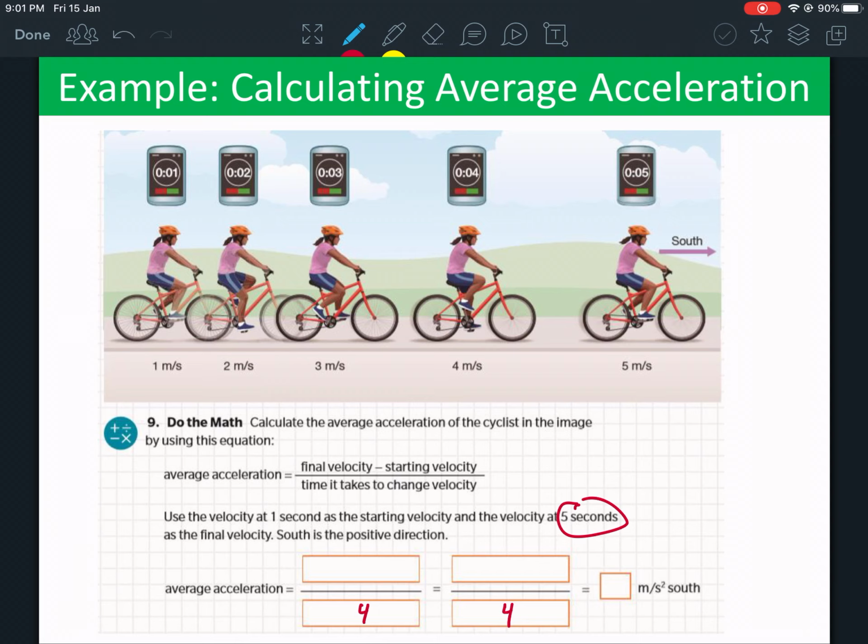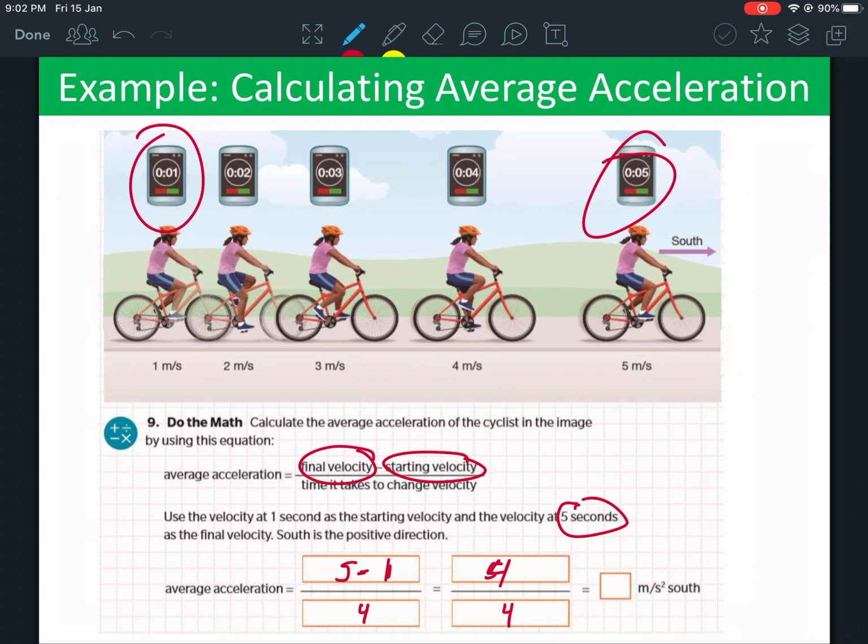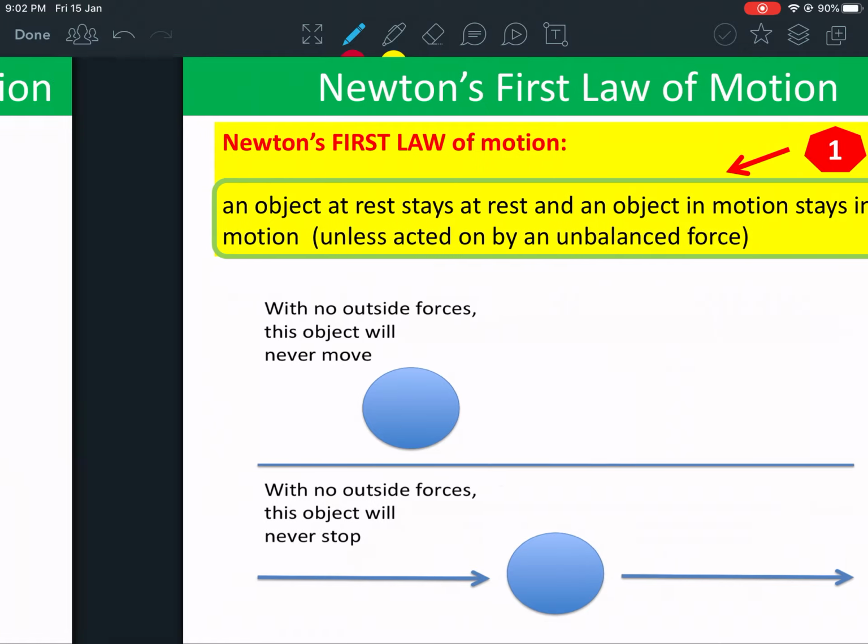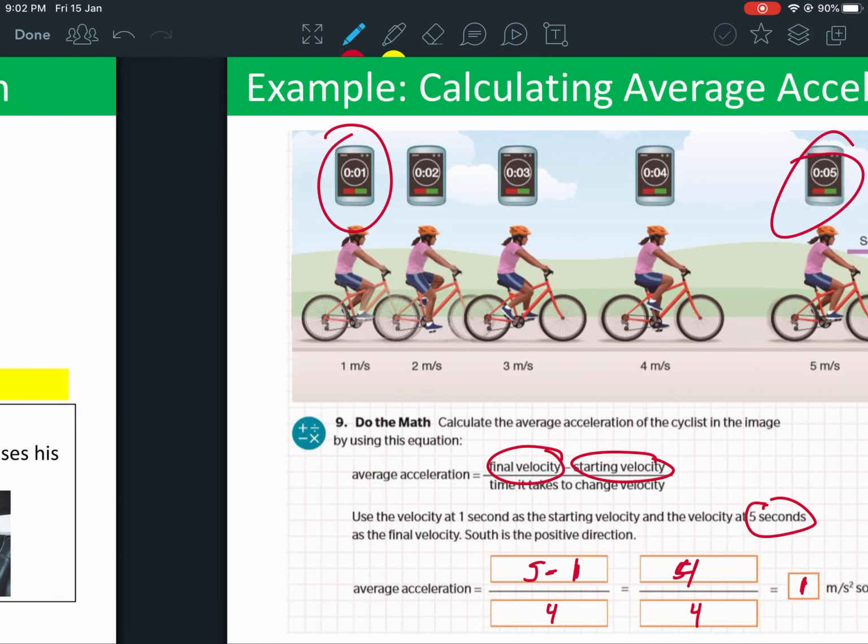For average acceleration, we have to start with her final velocity. Her final velocity is 5 meters per second. Sorry, I'm mixing up the time here and the velocity. So her final velocity is 5. You put 5 here, minus her initial velocity, the starting velocity, which is 1. So 5 minus 1 is equal to 4. 4 divided by 4 is equal to 1 meter per second squared. That's how you do this. That's all you needed to know today. We'll learn about Newton's laws of motion next time.